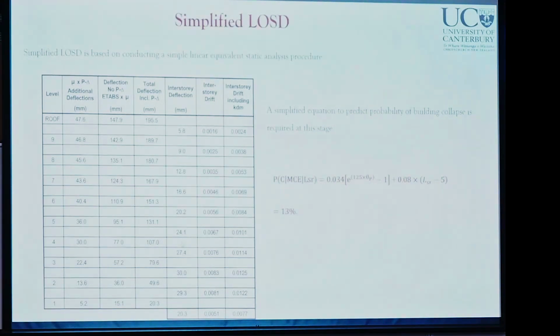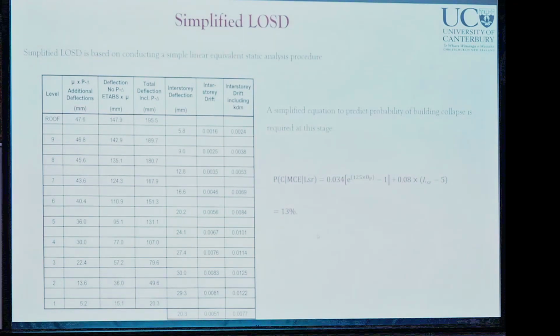At this stage, we need to compute the probability of collapse at MCE level. For this purpose, we need an equation or a function or a graph or something, a tool, to calculate the probability of collapse from the results of this simple linear analysis. And that has been what has been addressed in this Ph.D. thesis. This equation that you see in front of you is the result of my research. I'm going to discuss how this equation has been developed in detail throughout my presentation.